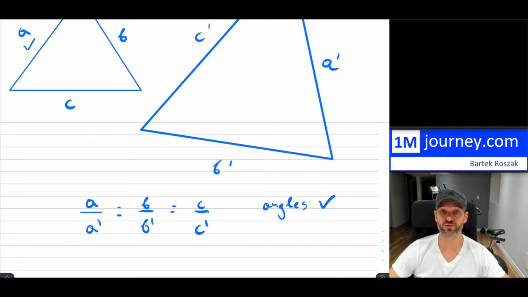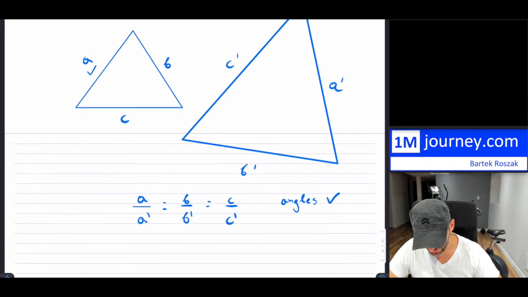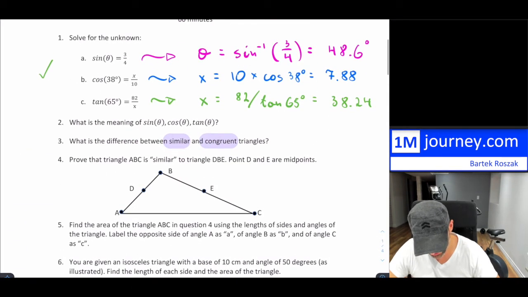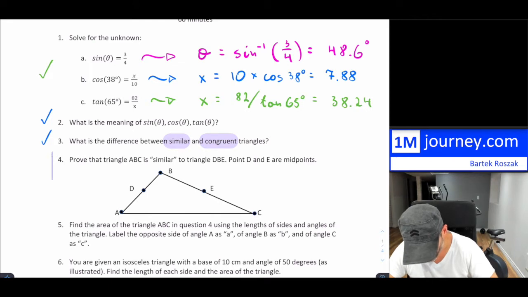triangles, the angles are the same, but the difference is that in similar triangles, the actual sides do not have to be the same, but they do have to be proportional to each other. So all of them are going to be proportional. So you can scale it up or scale it down. So that's another question. This is a good one for you to think about and understand the differences. Okay, so here's question number 4.